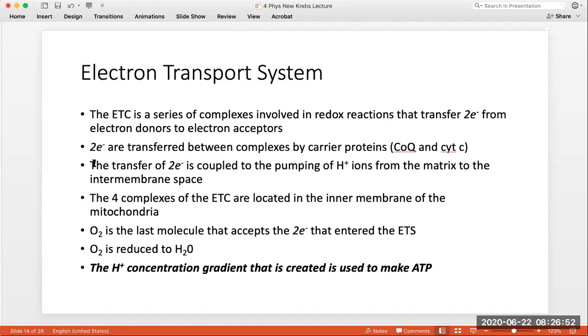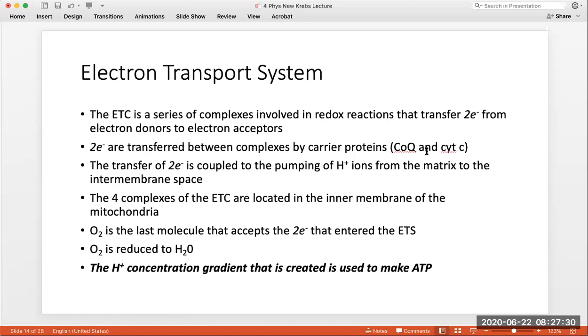So again, sometimes it's called the electron transport chain, which is why the C is here instead of an S. The electron transport system is a series of complexes. There are 4 of them involved in oxidation reduction reactions. They're going to transfer a pair of electrons from one complex to the other. Remember that electrons are transferred as pairs, and they're going to first get transported to these complexes, and then they're going to be carried between the complexes by electron carriers. One of them is coenzyme Q, the other one is called cytochrome C.